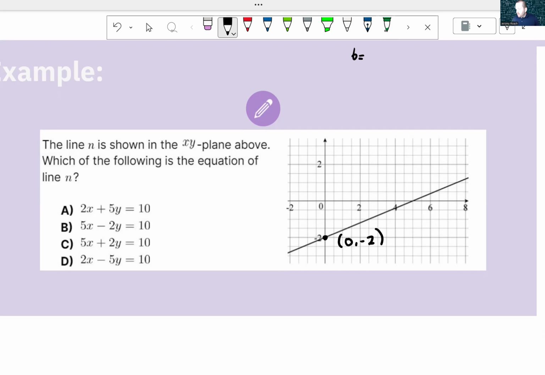Change that. B is equal to -2. Now we've got to figure out our slope. So to find the slope, we need to find 2 points that we know for sure are on our line.